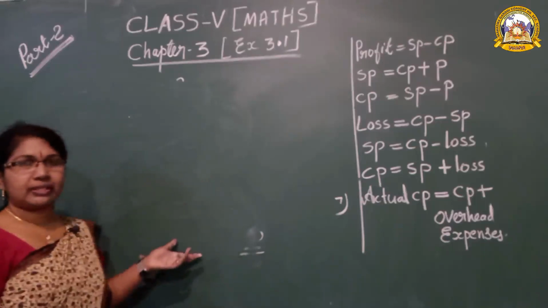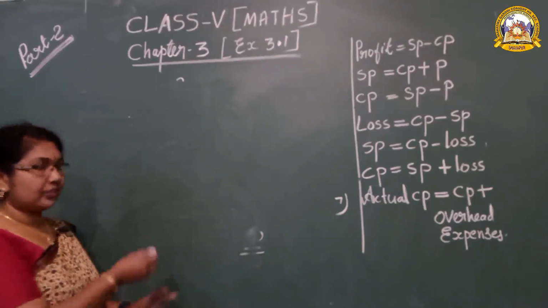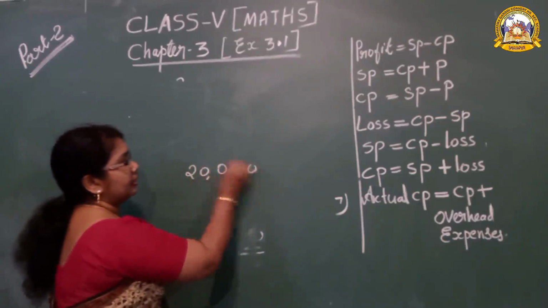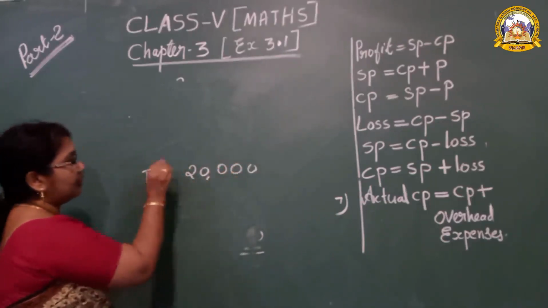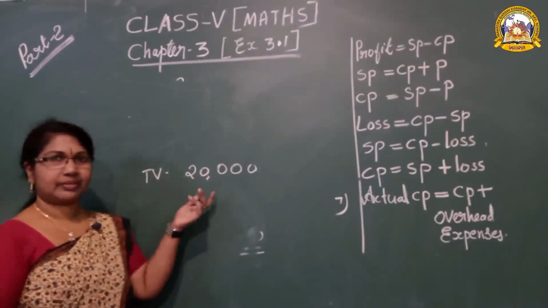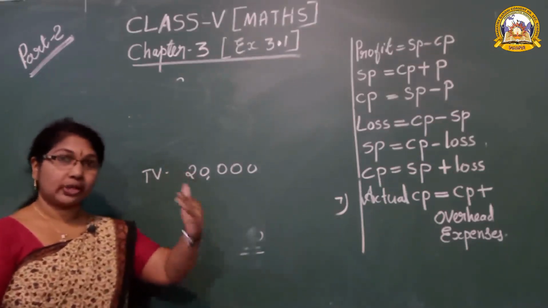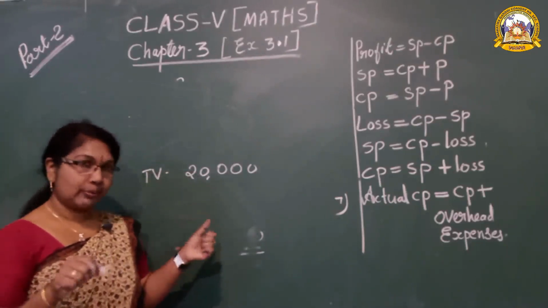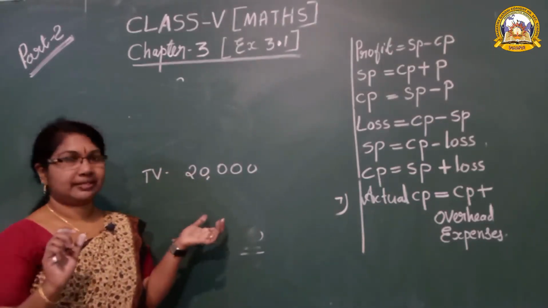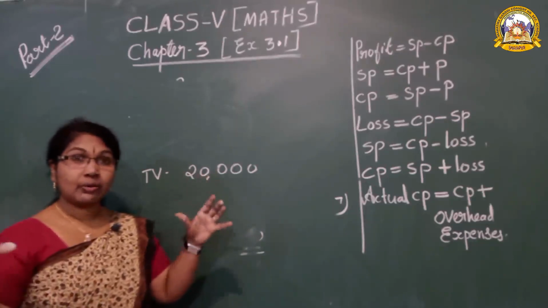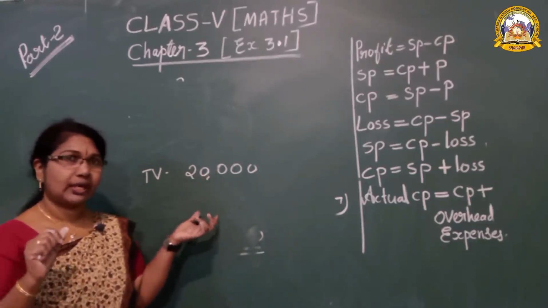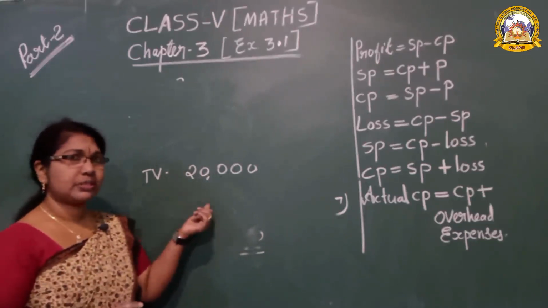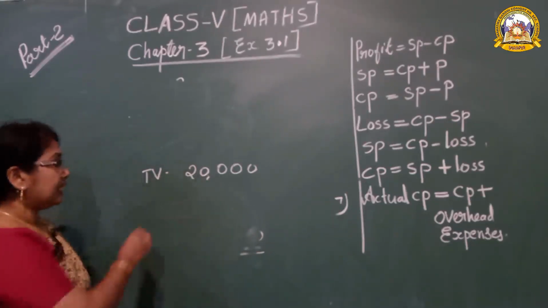you bought one new TV for rupees 20,000. You bought a TV for how many rupees? 20,000. So from the shop, you have to bring it to your home. So you went with your father on father's bike. Father told you will call one tela. The tela wala was called and he said, 2,000 rupees needed, we will deliver it to your home. How many rupees did they tell? 2,000.